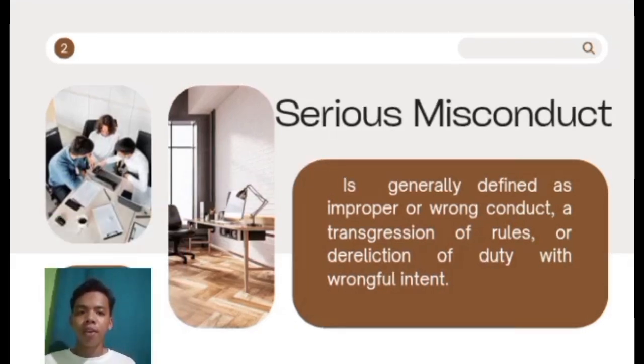Serious misconduct is a valid reason for an employer to terminate an employee. This means the employee committed a grave and aggravated offense impacting their work and demonstrating unfitness to continue employment. The misconduct must be work-related and show wrongful intent, not mere negligence or error in judgment.